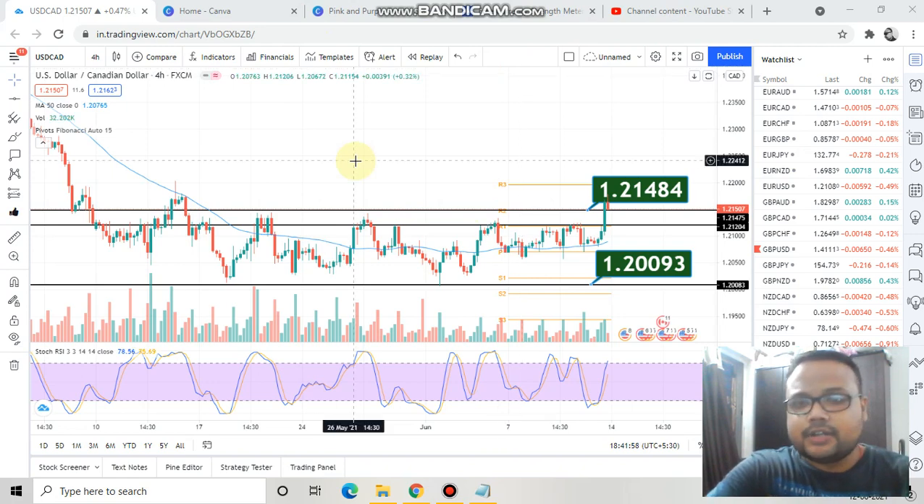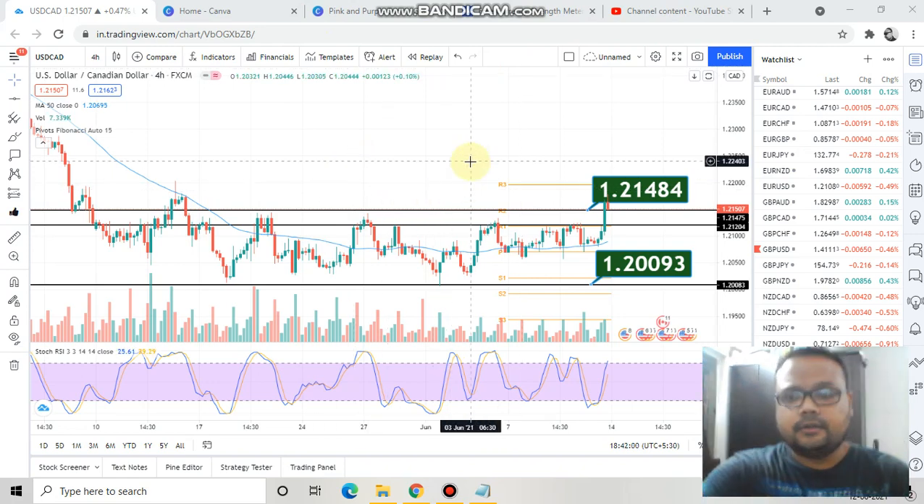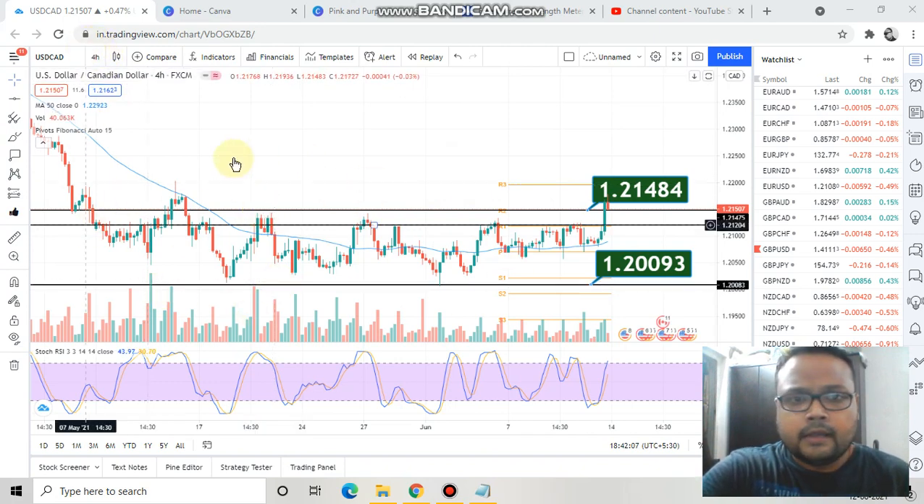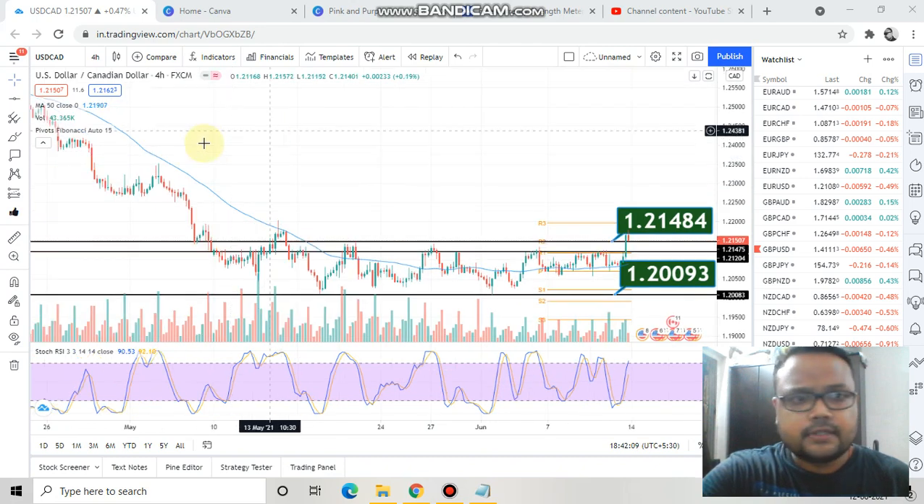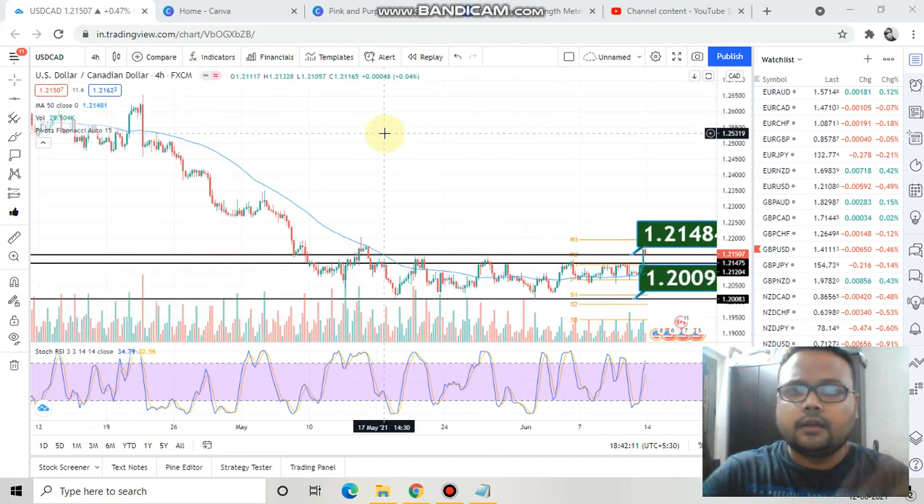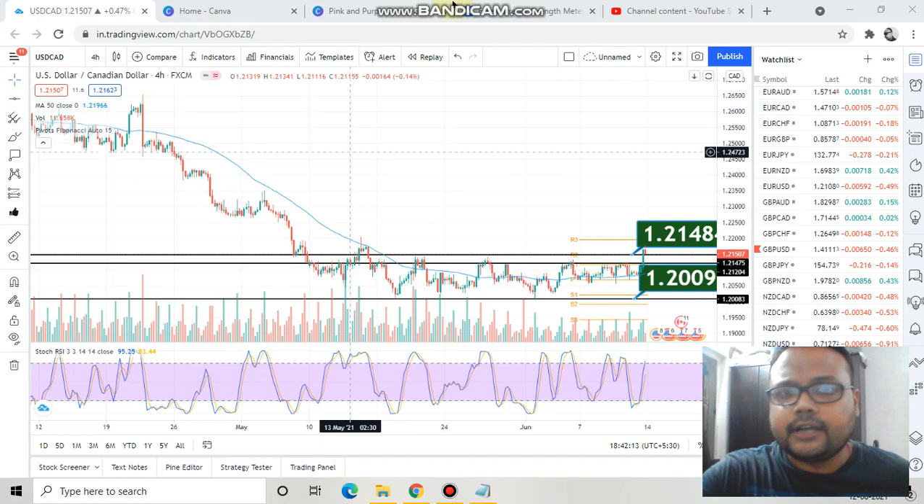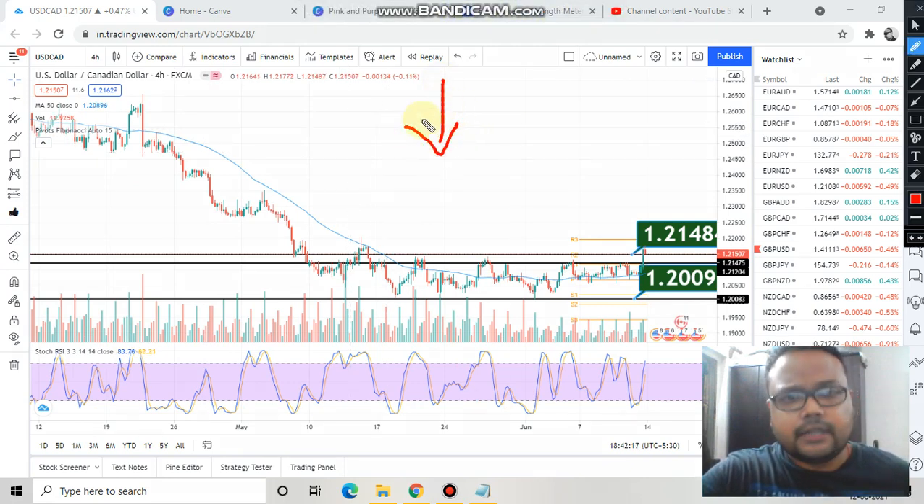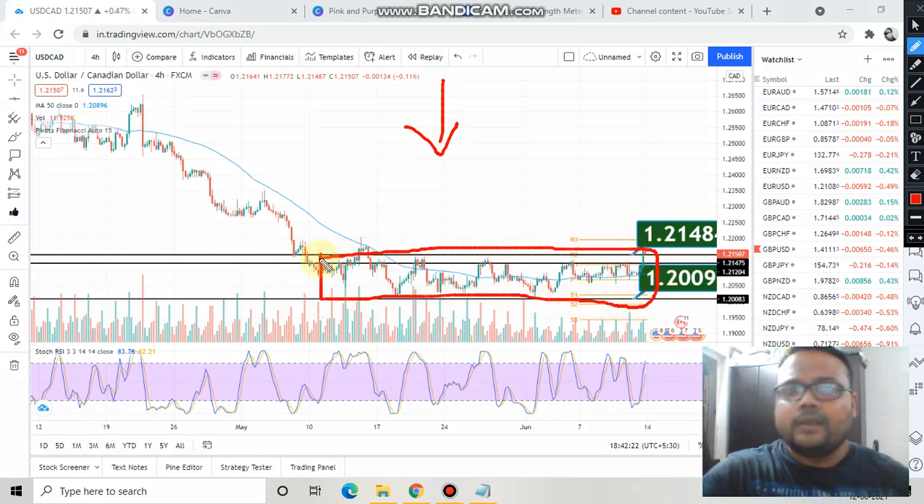So this is the chart of US dollar, Canadian dollar. As you can see, I am in a 4 hours time frame. So this is the 4 hours chart of USD CAD. And let's do the analysis first. As we all know, US dollar, Canadian dollar was in a downtrend for a long time. And overall the trend is towards the downside, and after reaching this particular point onwards, market went sideways.